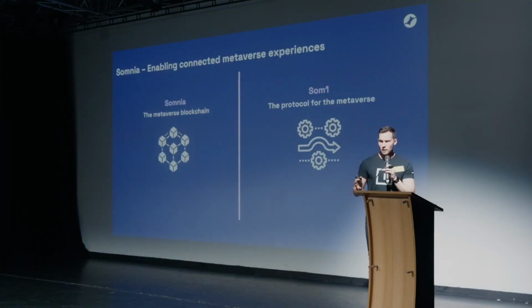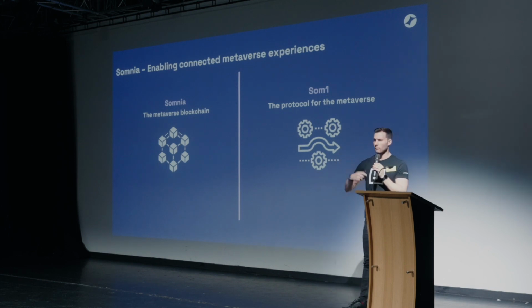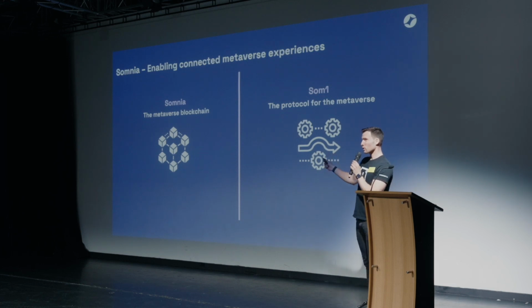Sorry about that. So what we're doing at Somnia is basically building an interoperability layer for the metaverse. We're trying to do two things. The first thing is building a blockchain that enables very high throughput transactions on top of the EVM. That's what I wanted to talk about today, but unfortunately, because we're in stealth mode, that's still very secret, so I can't talk about that.